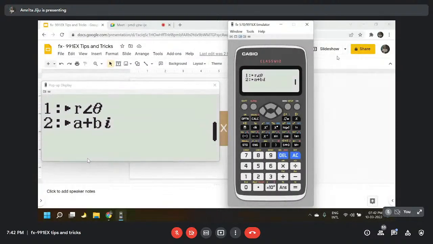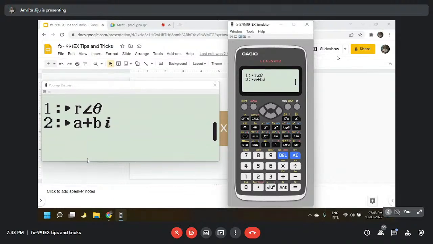So in order to convert a complex number into polar or rectangular form, these two functions are used. The first one converts rectangular coordinates into polar coordinates, and the second one converts polar coordinates into rectangular coordinates.